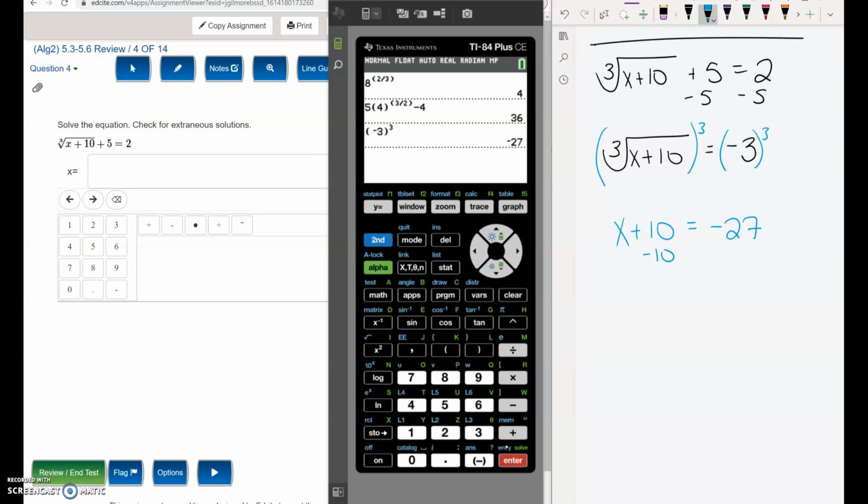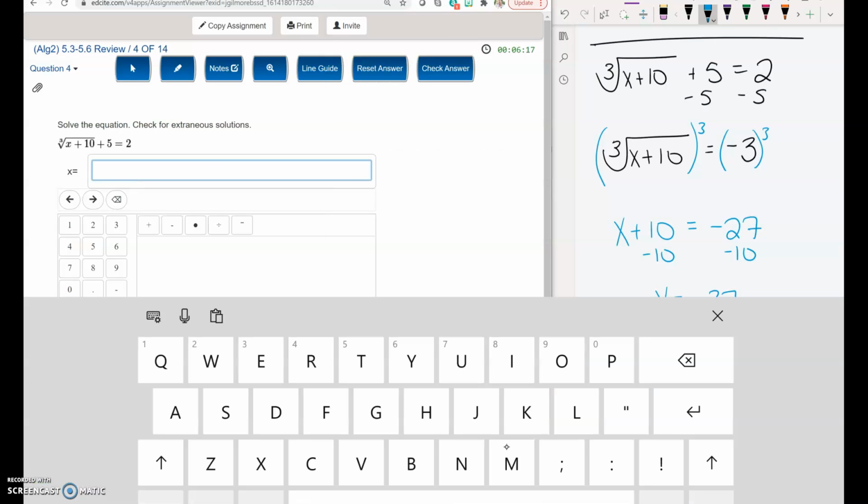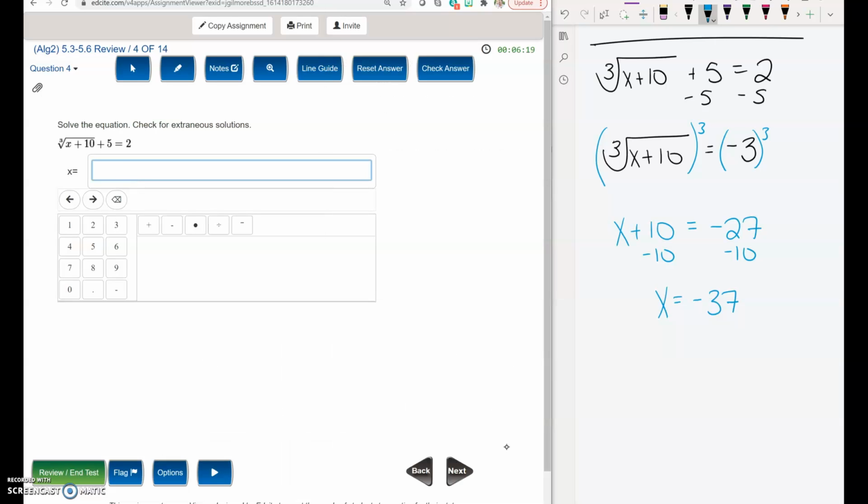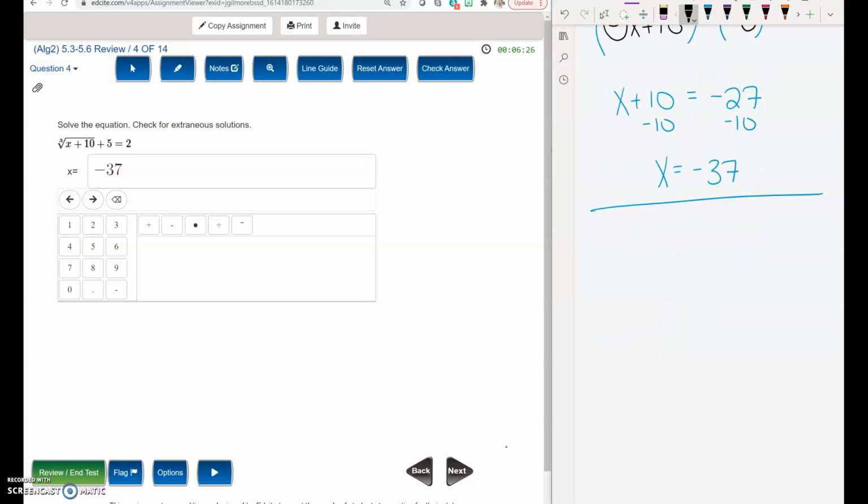You can then subtract 10 on both sides to get our answer of x equals -37. And again, you can check your answer to be sure that this works out. It should work out just fine. I'll let you know if I see any clues that indicate that, hey, this might be an extraneous solution.